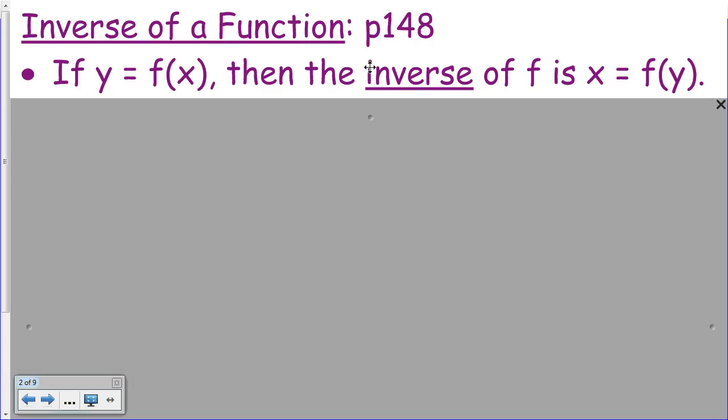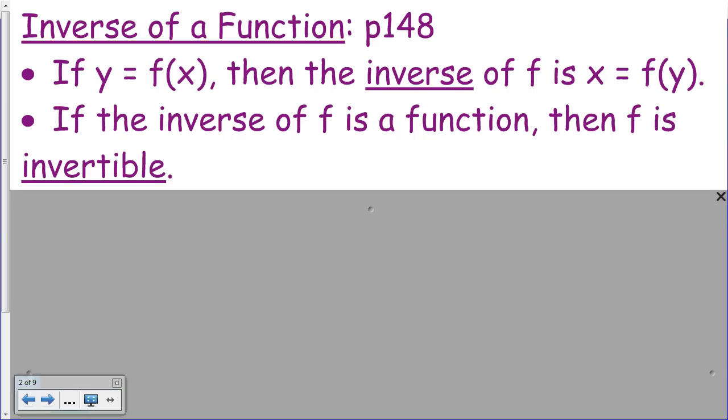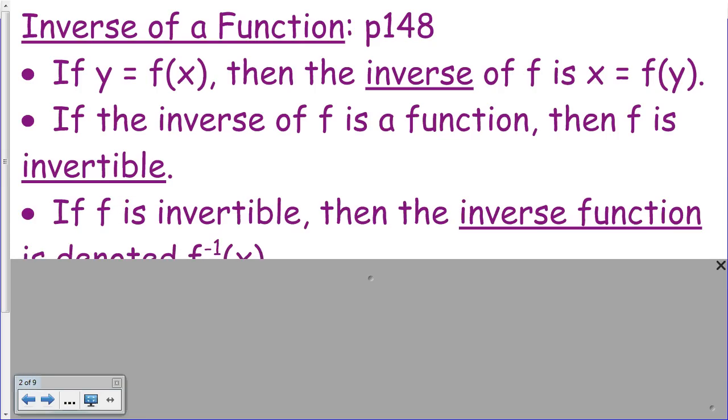The first thing is that if y is equal to f of x, then the inverse of f is x equals f of y. In other words, the way that you find the inverse of a function is you swap x and y, and then generally speaking, we solve that for y if it's possible. The second thing here is another definition really for us. If the inverse of f is a function itself, then f is said to be invertible. So a function is invertible if its inverse is also a function.